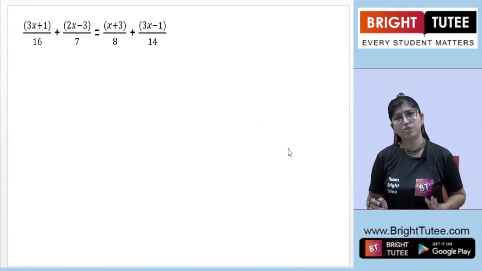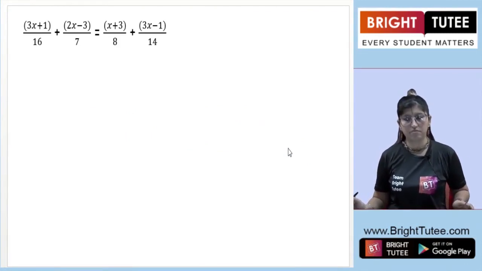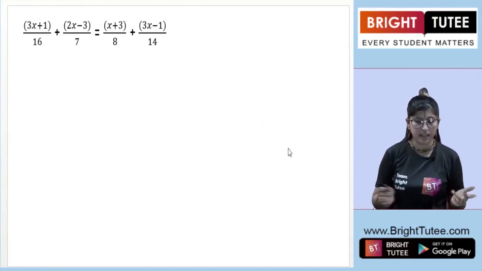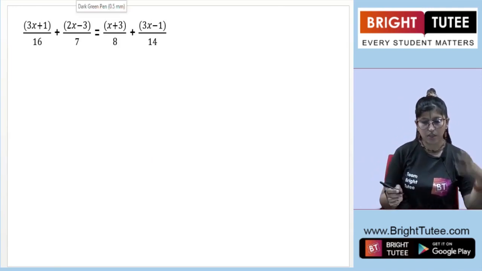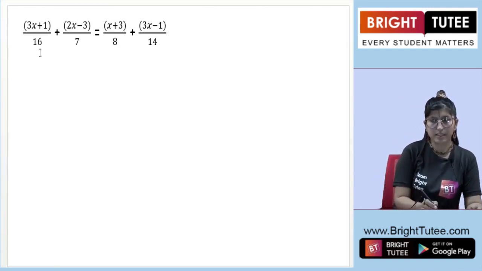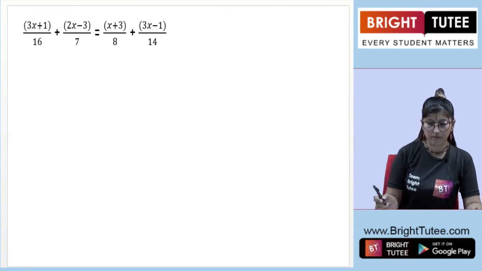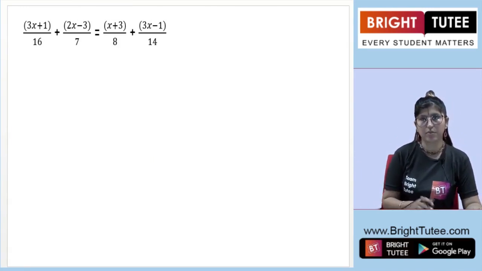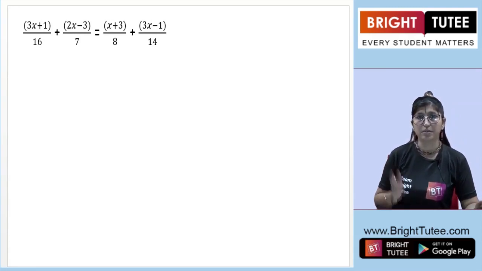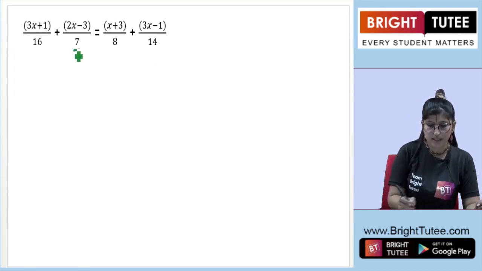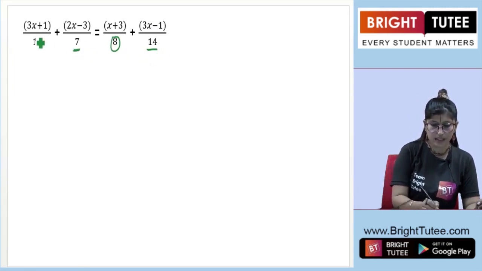Here is the very first question, which is extra and where our variables are on both the sides. So let's try and solve this. What do we do first? We could take the LCM of both sides. If we take the LCM of 16 and 7, or 8 and 14, we can solve it that way, but for this kind of question, what do we do? We can check 7, 14, 8, 16.